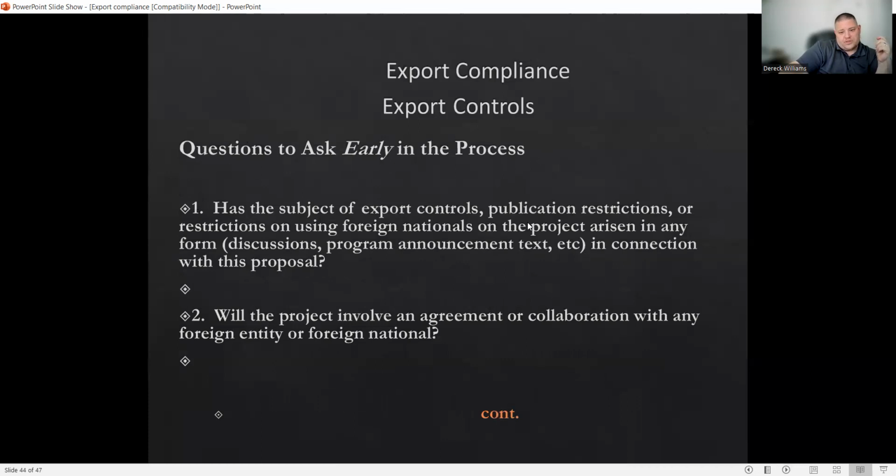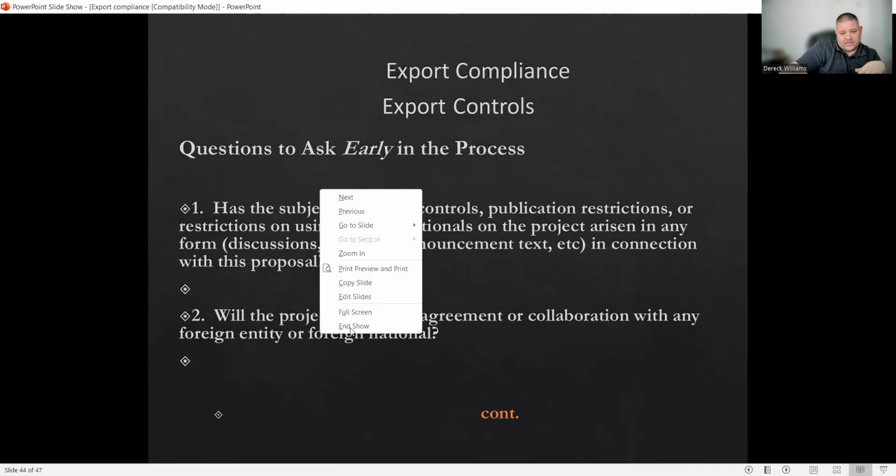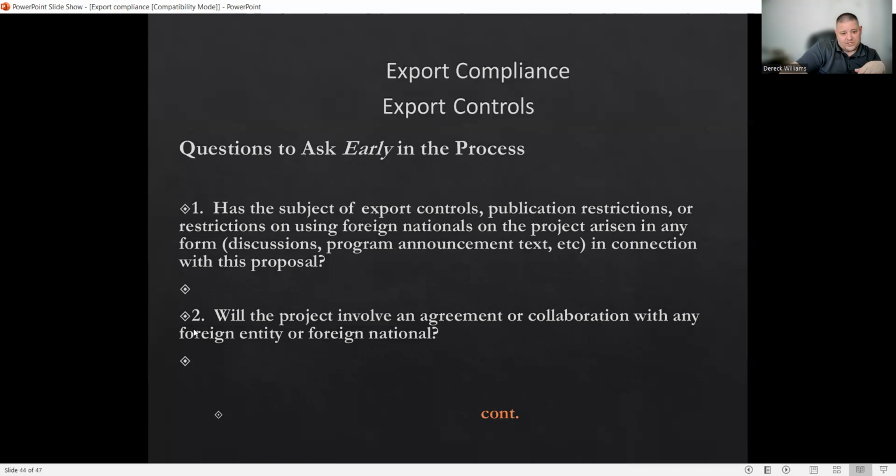Has the subject of export controls, publication restriction, or restrictions on the use of foreign nationals on the project arisen in any form, whether it be discussions, program announcements, text, etc., in connection with this proposal? You ask that question at the beginning of your process. Will the project involve an agreement or collaboration with any foreign entity or foreign national? Again, ask that early in the process.